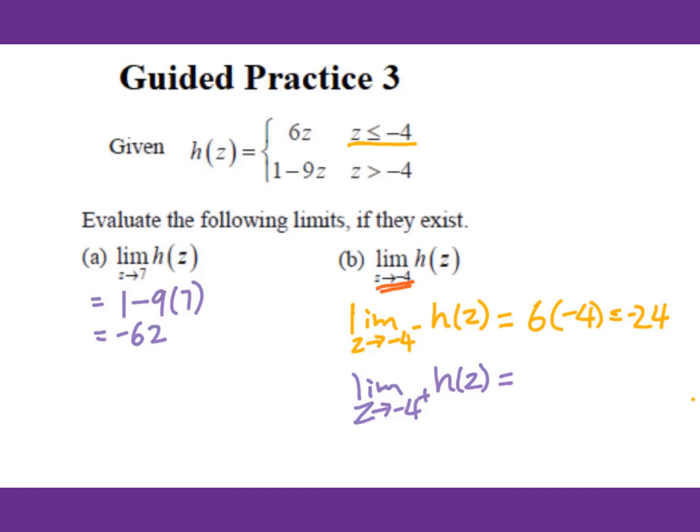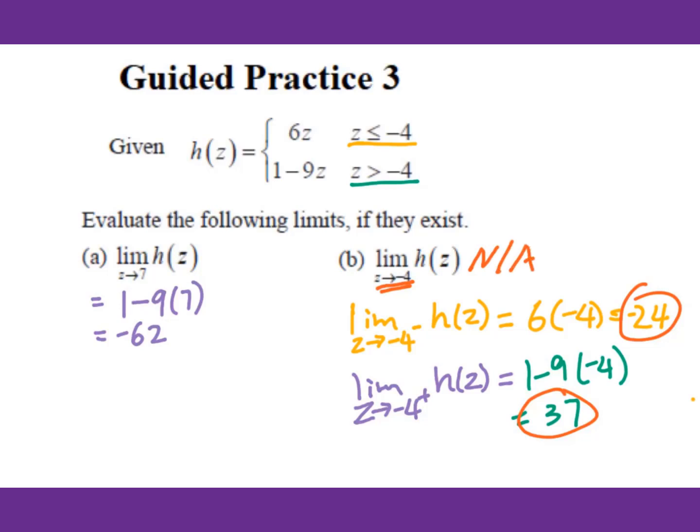You have to use the function as z greater than negative 4. So we plug in 1 minus 9 times negative 4 equals 37. Since these one-sided limits are not equal to each other, therefore, this limit is not available.